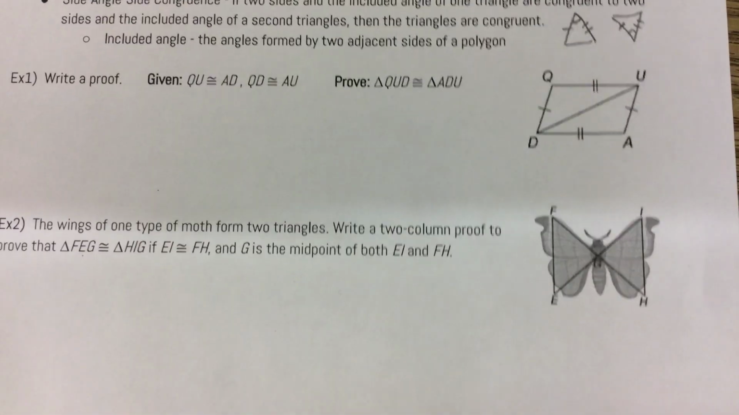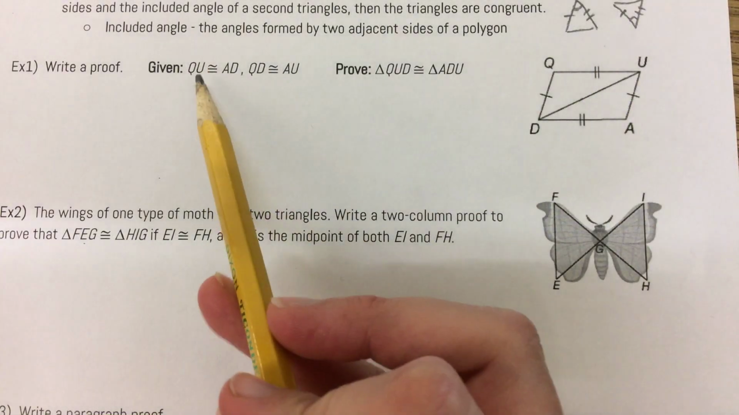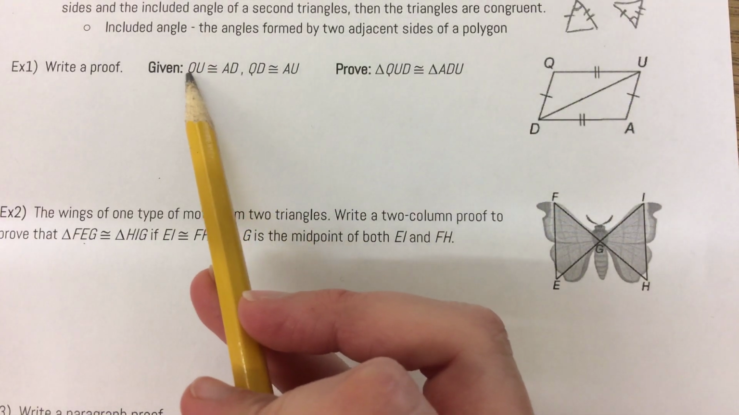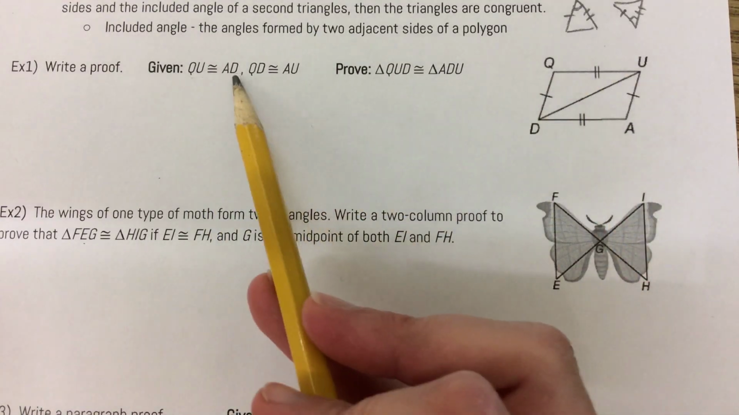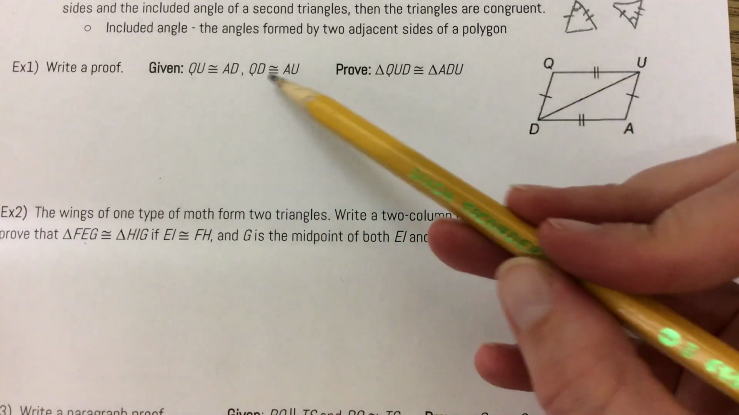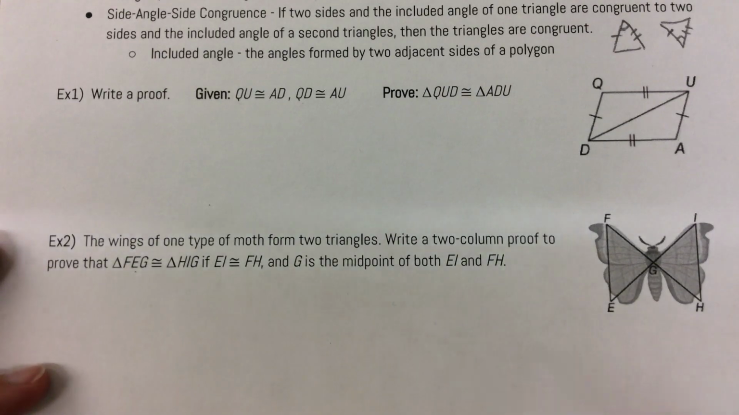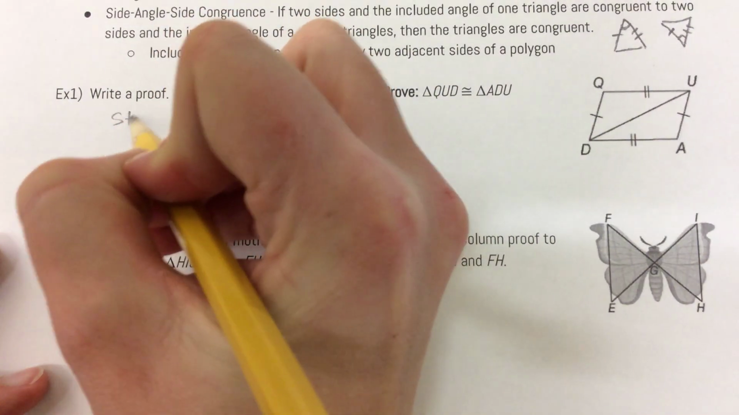So example 1, we're writing a proof. So this is what's given to us, and it's marked on our diagram already. So QU is congruent to AD, and QD is congruent to AU, and we want to prove that the two triangles are congruent. So I'm going to do a two-column proof here.